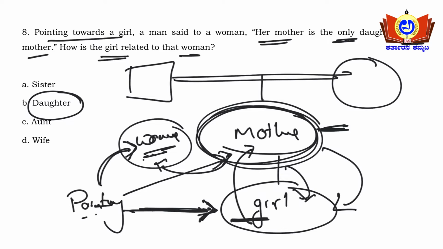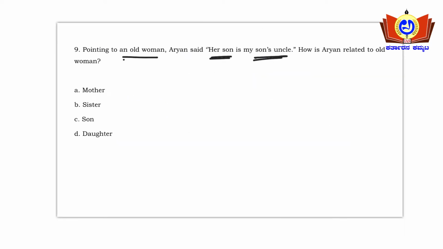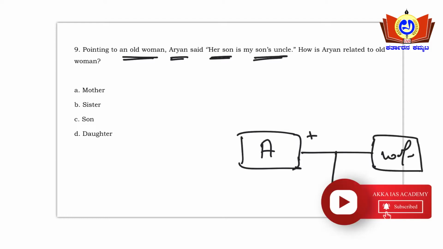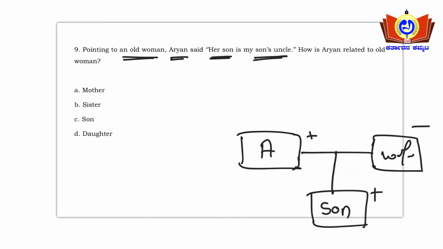So moving on to the next question. The question reads, pointing to an old woman, Aryan said, her son is my son's uncle. Aryan, I shall assume as male here. So Aryan is saying something. Her son is my son's uncle here. So Aryan is married to someone here, Aryan's wife is there, and he is also involving his son here. Son is there and female is there here.